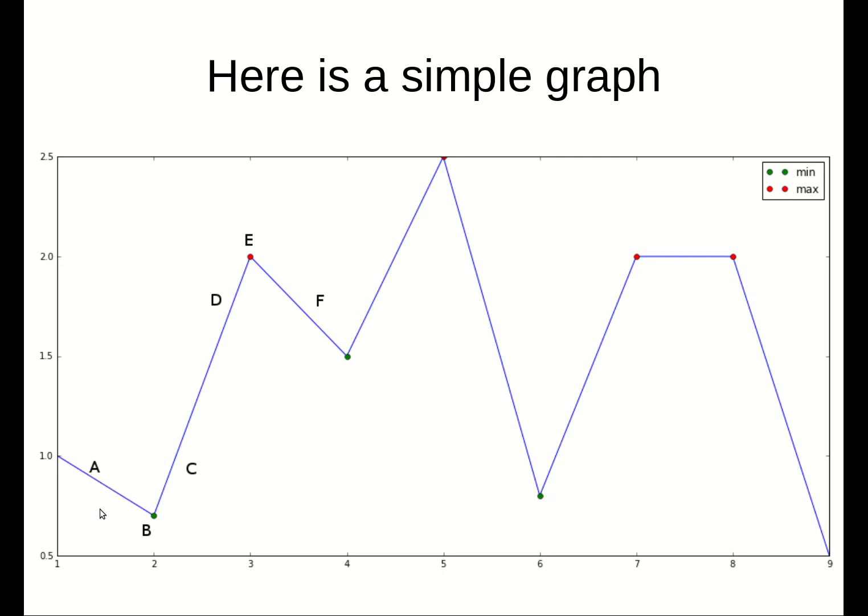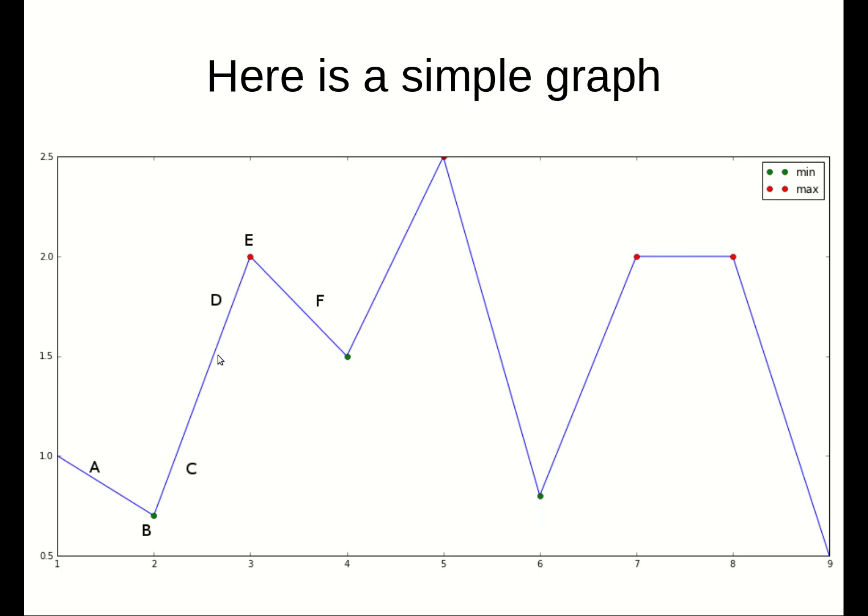The first turning point in our example is a local minimum. I have labelled the points around the turning point A, B and C. The second turning point is a local maximum. I have labelled these points around the turning point as D, E and F.